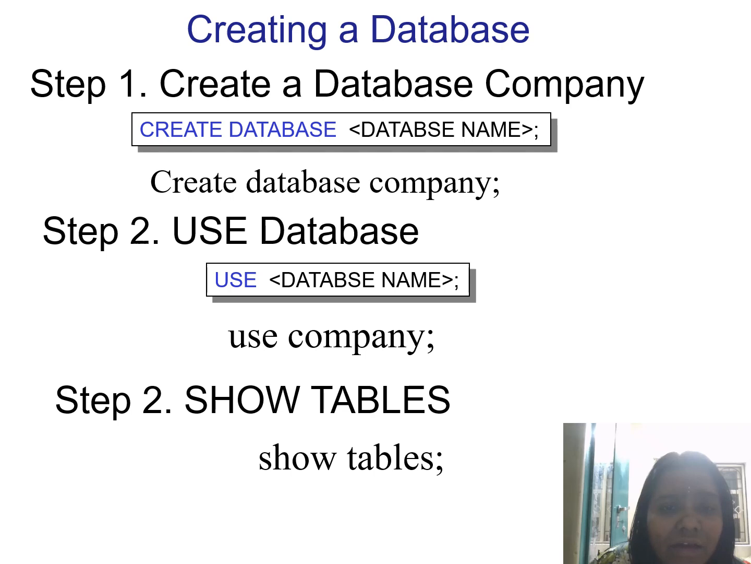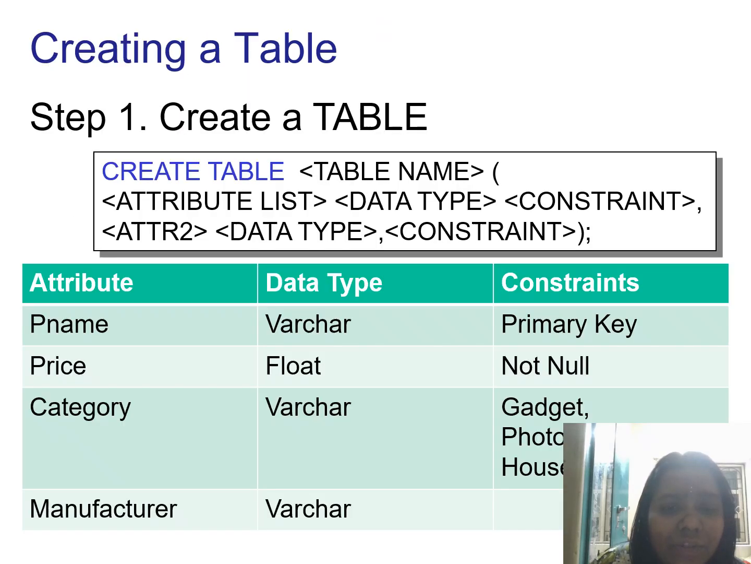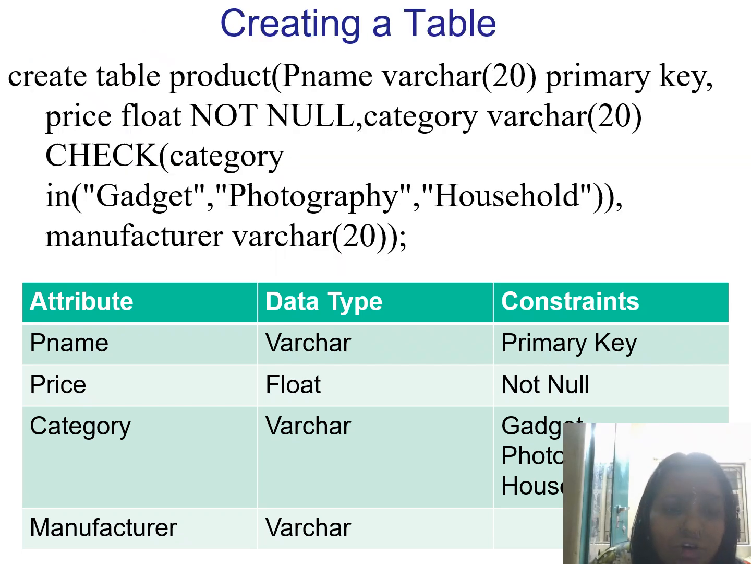So this is how to create a database, like the company database: using the database and showing the tables. This is an example of creating a table. A table can be created with attributes, data types, constraints, etc. The attribute data type constraints consist of names, data types, and constraints. So these are examples of creating a table with attributes, data types, and the capacity of the data type.